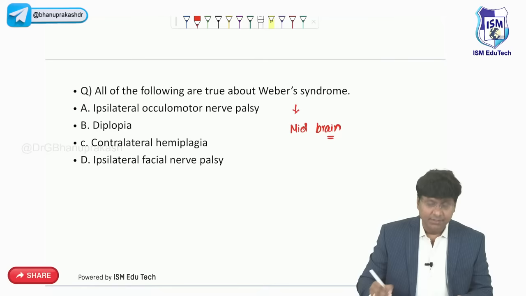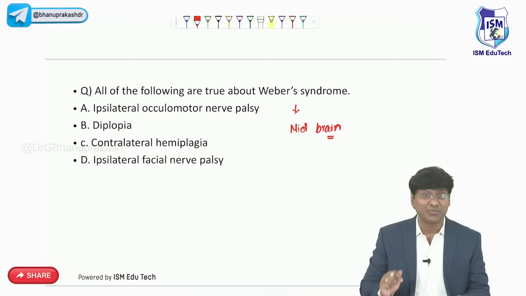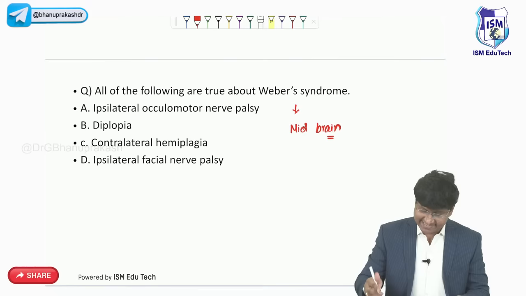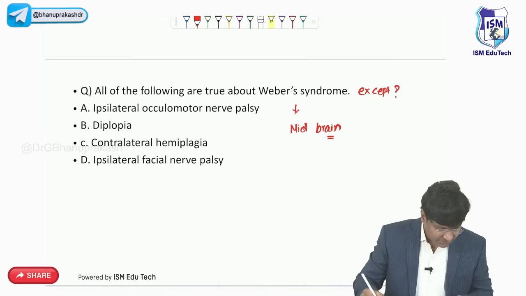So there are totally 5 midbrain stroke syndromes. And what are those? All of the following are true about Weber syndrome, except. The question is except. Any one of you? All of the following are true about Weber syndrome, except.